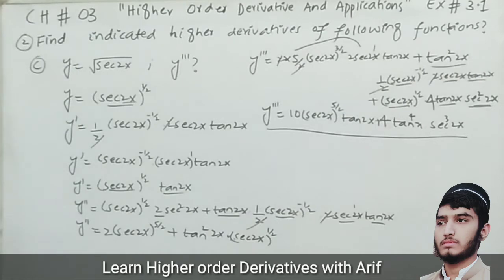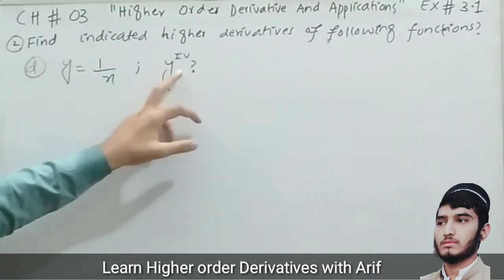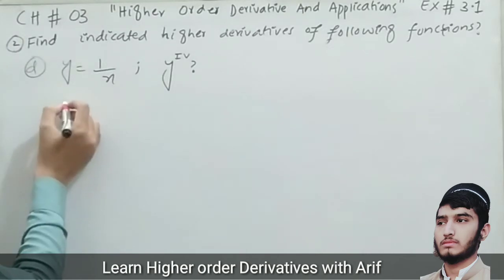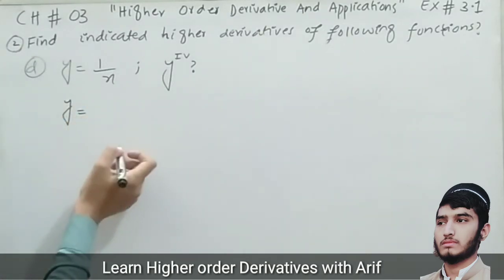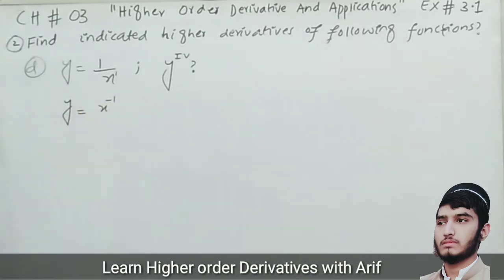Now move to part D, which says that y is equal to 1 over x, find y power iv. Iv means that we will differentiate the given function 4 times. So let's suppose we can write the given function in simplified form, just like y is equal to, here the power of x is 1. So by moving to the numerator, the power will become x power negative 1.